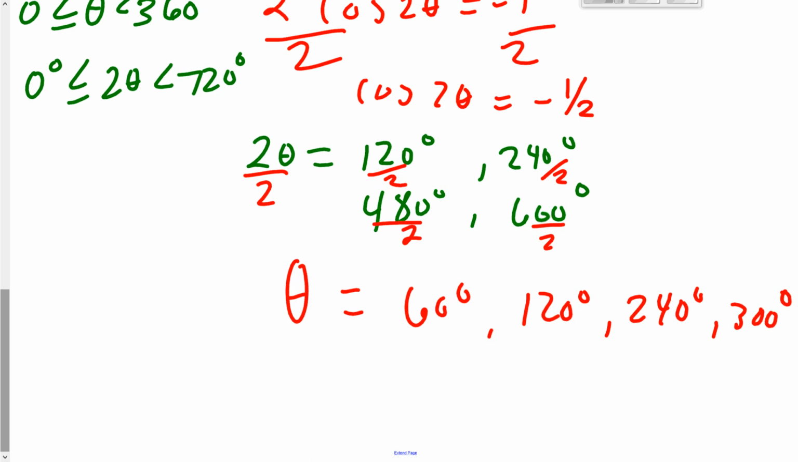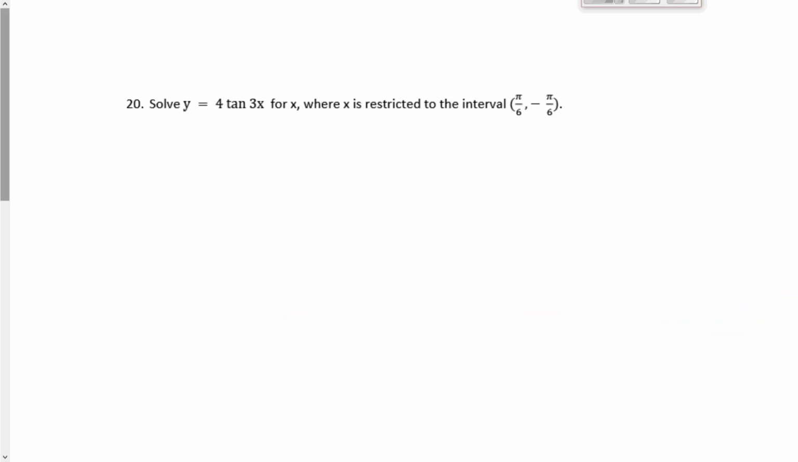Okay, so here we're solving this for x, to get x by itself, and x is between pi over 6 and negative pi over 6. So we could graph this out and kind of see where our y's would be in between. But go ahead and just solve this for x, right? So we're going to divide by 4, divide by 4. So we get y over 4 is equal to tan of 3x.